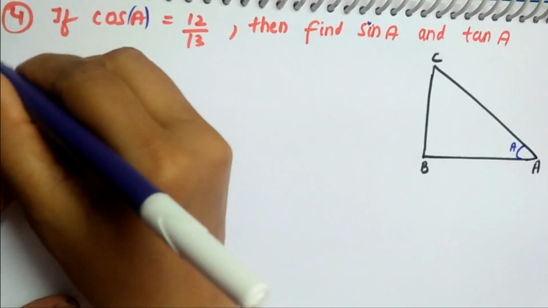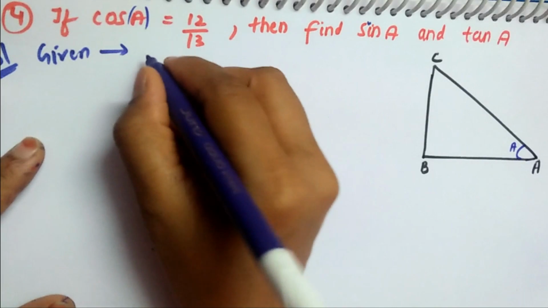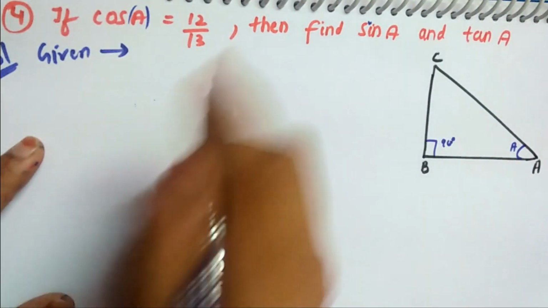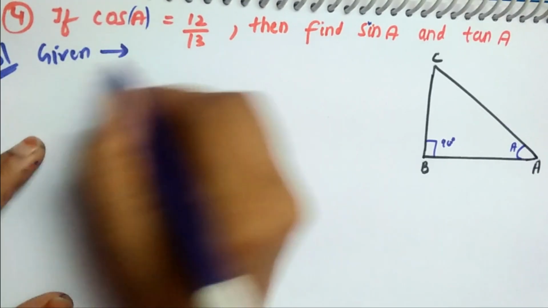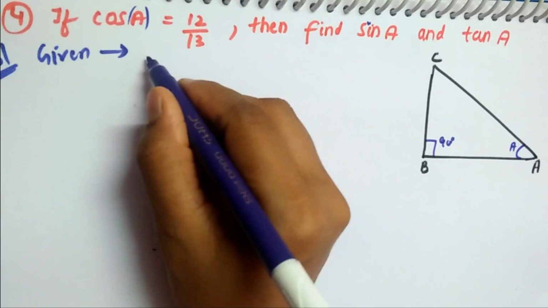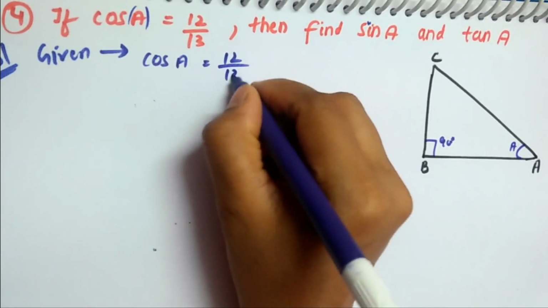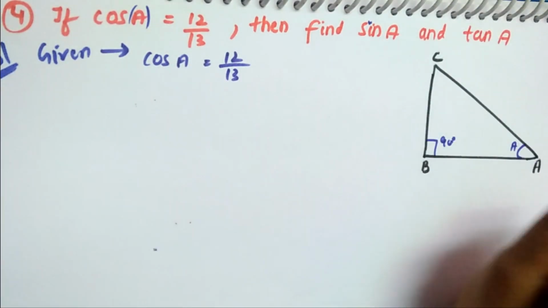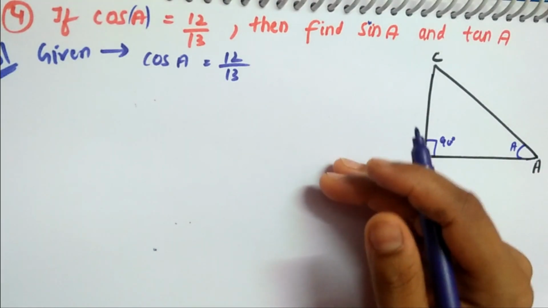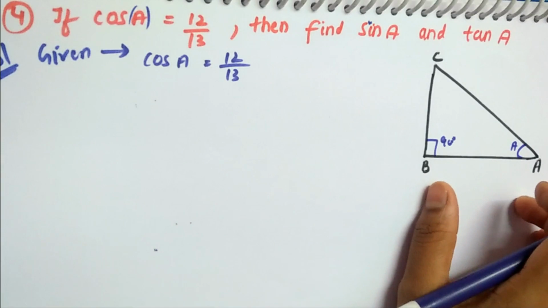The first thing we need to do is write the given aspects. Given is what? It's obviously a right angle triangle, since it's given in the ratio of trigonometry. Next, we need to mention what is given. Cos A is given, which is 12 by 13. Nothing else is given. From this, we will arrive at the opposite side, hypotenuse, and adjacent.